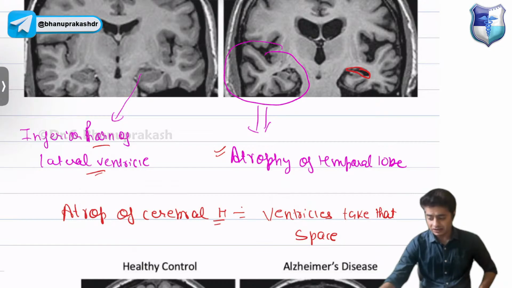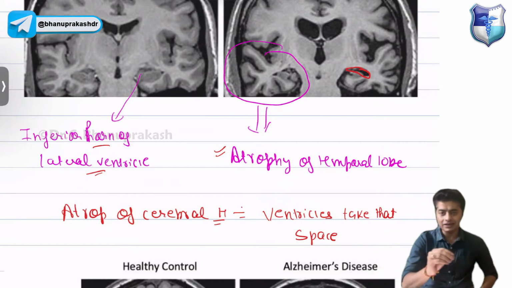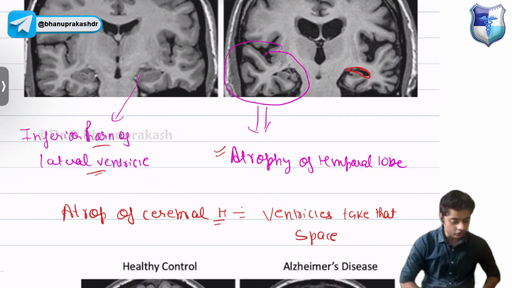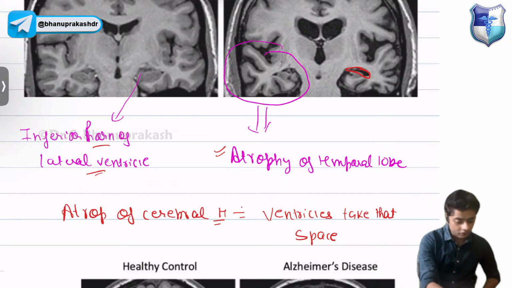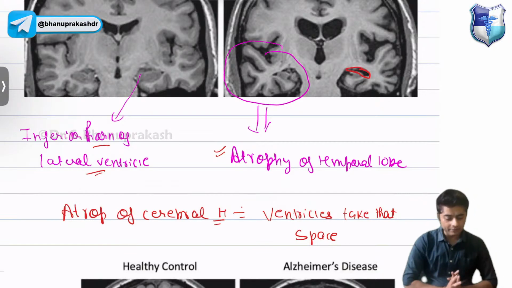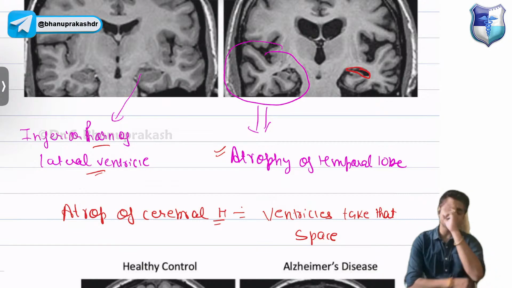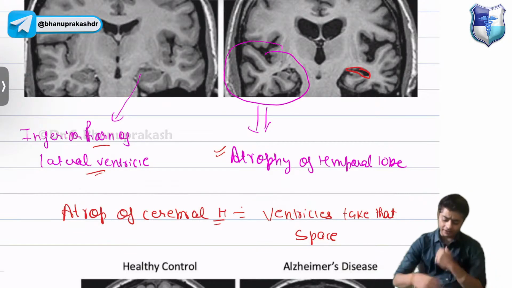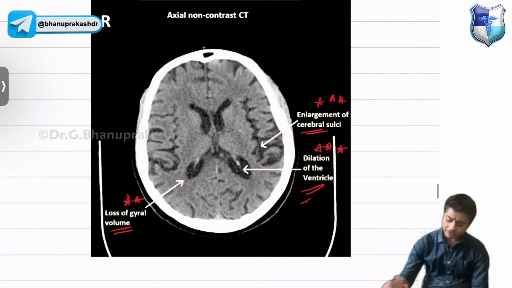Now, suppose you are seeing a CT scan or MRI for a patient. On seeing the CT scan or MRI, there is dilatation of the ventricle. See, dilatation of ventricle is present in this diagram also.